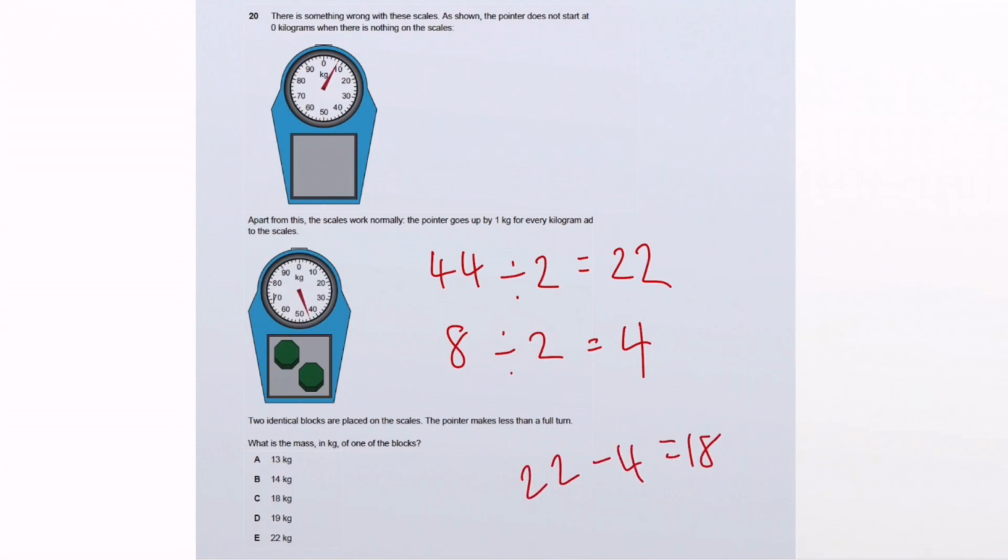And then 22 minus 4 is 18. So each block is actually 18 kilos. Now this is one method that students can do.